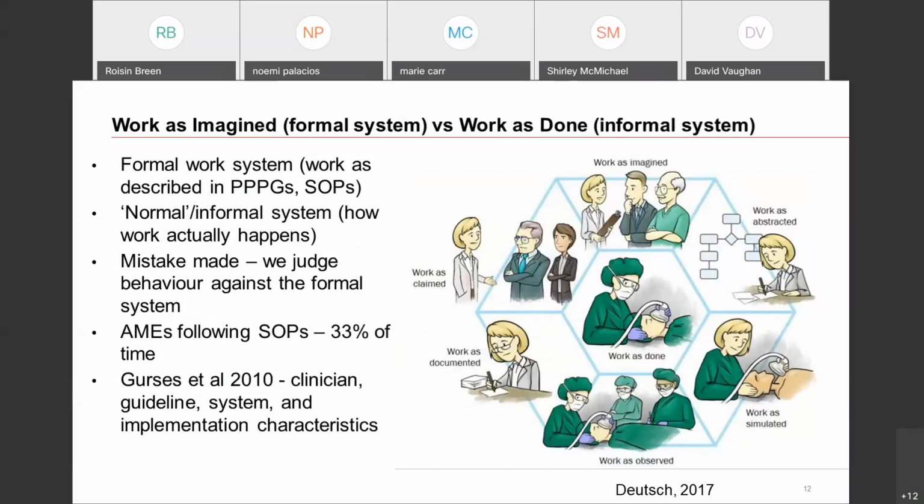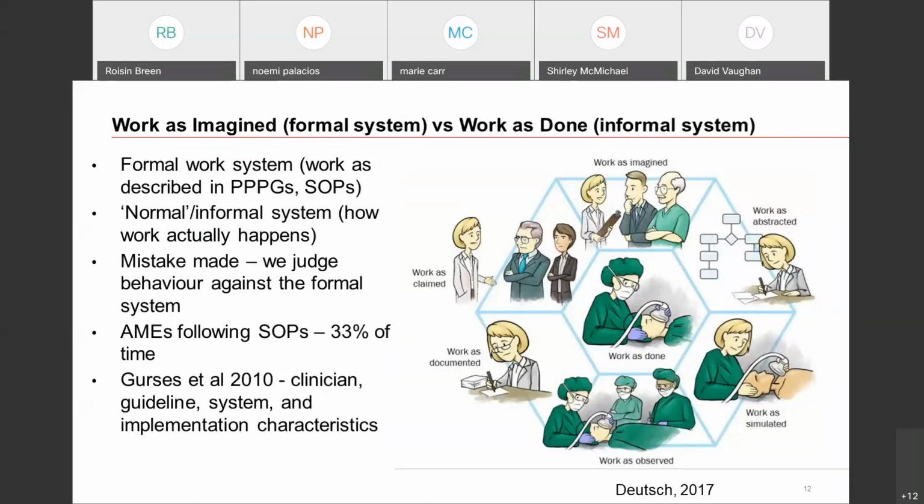So I suppose that links to this idea of work as imagined. We sometimes take as our starting point that idea that we have these functional systems, that work is carried out according to our procedures, policies, protocols and guidelines, our PPPGs or our SOPs, our standard operating procedures. That's how work is carried out. But I suppose we all know, and it's becoming clearer in all the research, that that's not really how work actually happens, that we have the normal, the informal system.